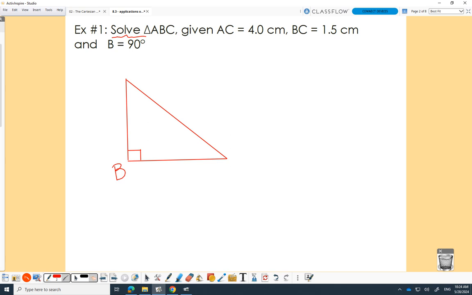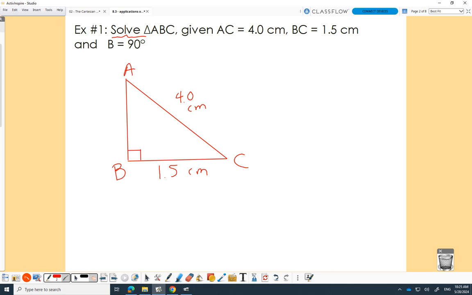Now, I can put the A on the top corner, I can put it down here. It doesn't really matter. Your picture might look different than other people's, but you get the same answers as them for the angles. So I'm going to put A up here, and I'm going to put C there. If you label it differently, you'll get the same answers as me. And then it says, given AC is 4, we put that right on there. This is what the initial slide was saying. Draw the picture. Put the lengths all on there so you can see what's going on. And BC is 1.5 centimeters.